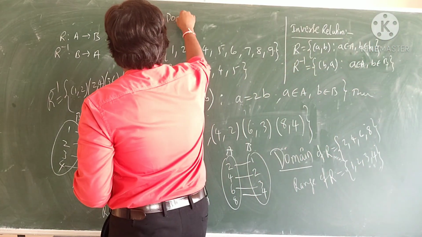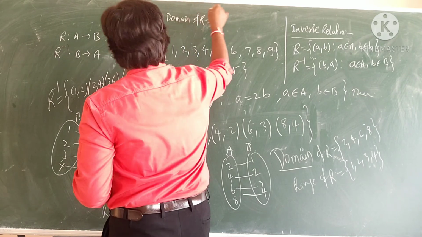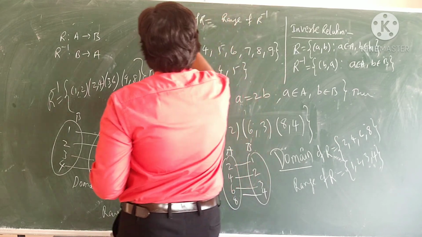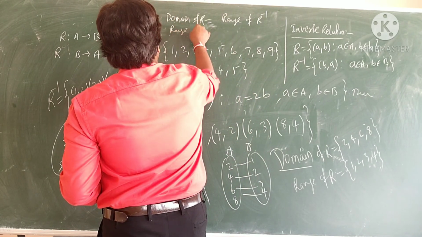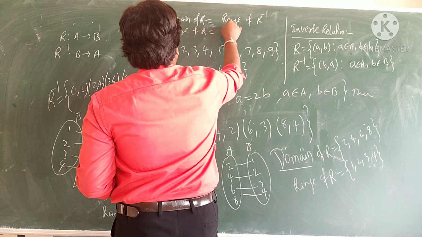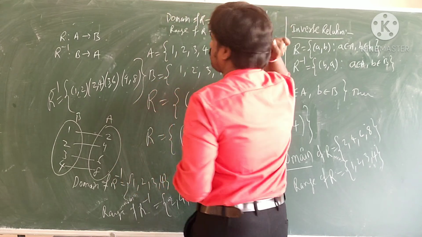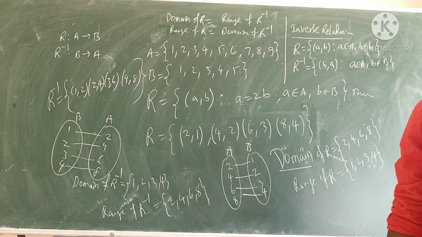Domain of R is equal to range of R inverse. Range of R is equal to domain of R inverse. This is the concept of domain and range. Is it okay? Note it down.